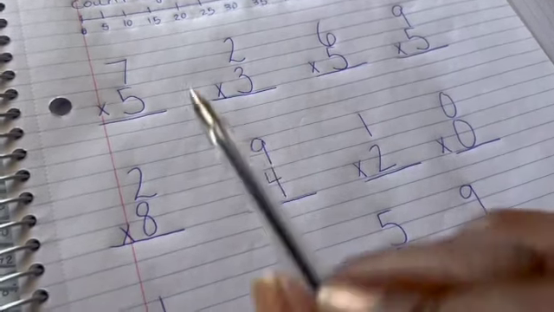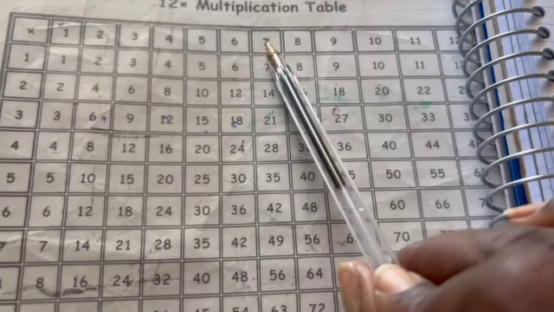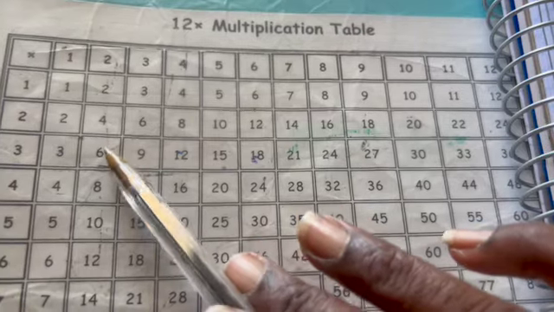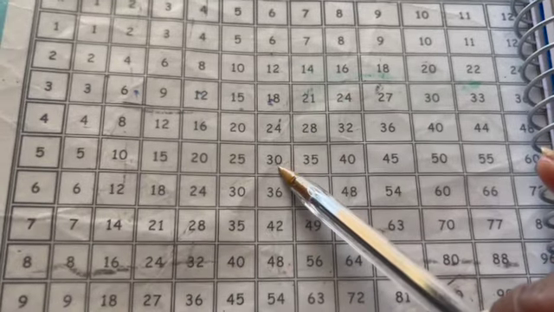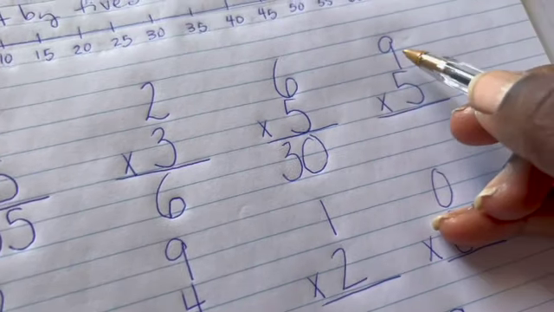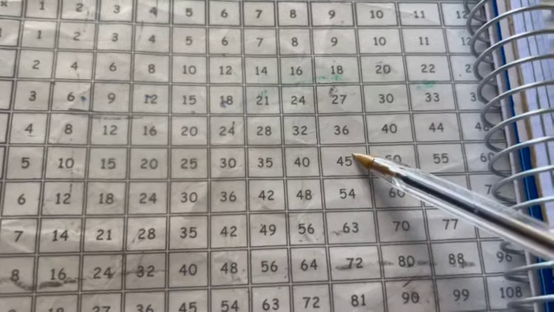Okay, so we're going to do multiplication. And so we see 7 times 5, and looking on the multiplication table, we look for 7, and then we go down to 5, it's 35. Okay, so 2 times 3, we look for 2 and go down 3 times, it's 6. 6 times 5, 6, then we go 5, 30. 9 times 5, look for 9, and then go down 5 times, 45.